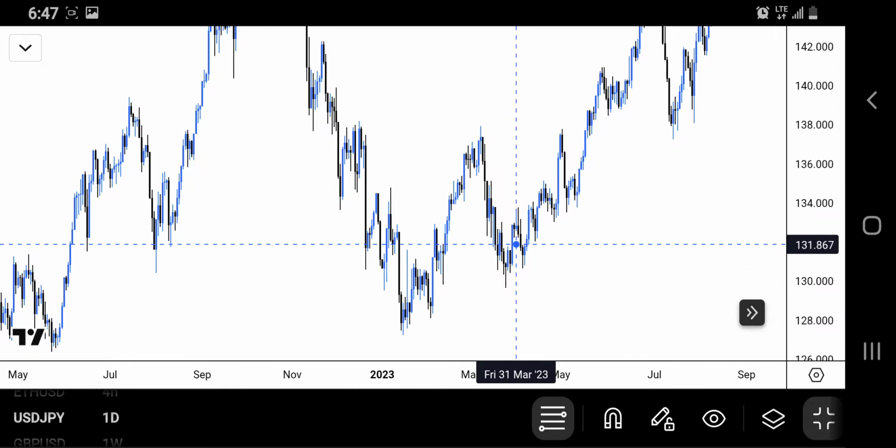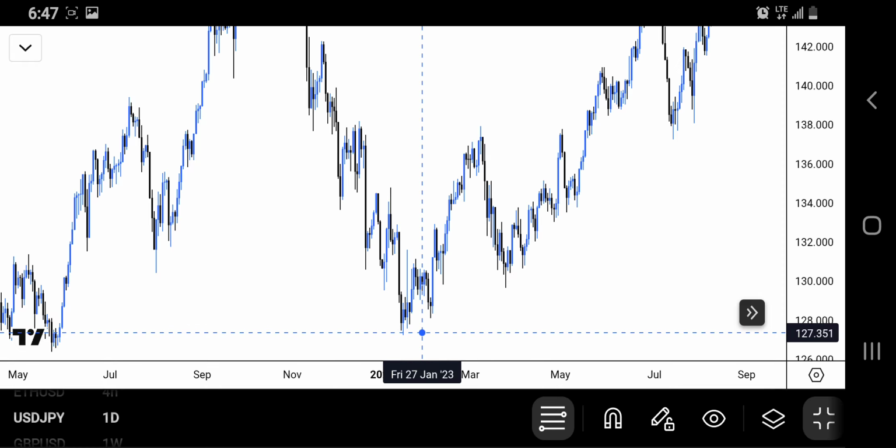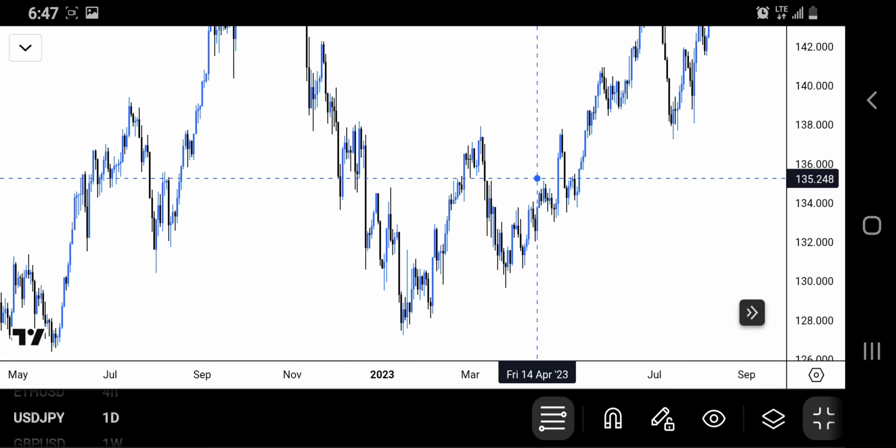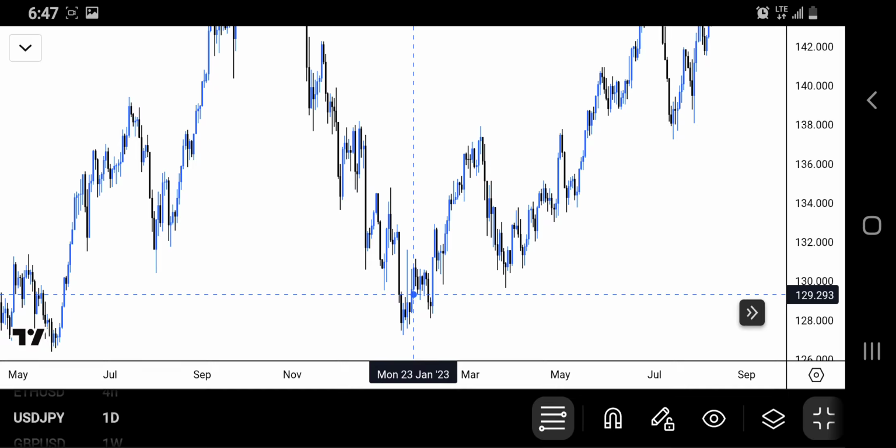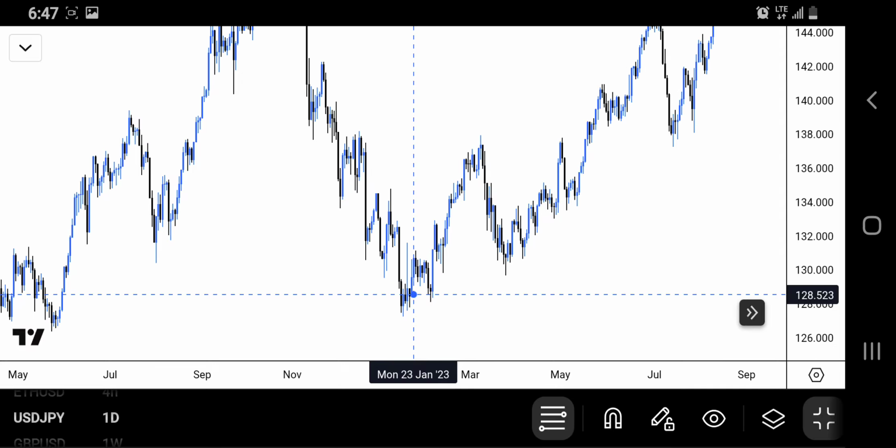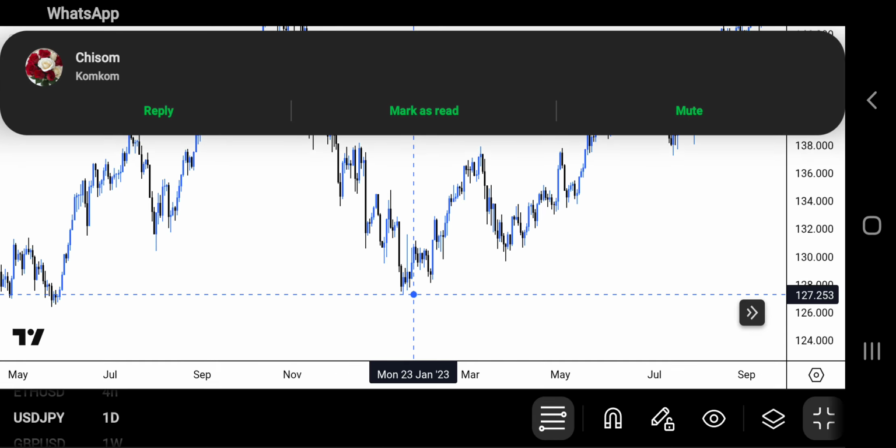To draw a Fibonacci, you must first understand that there must be a point A and point B. I get it. Whether you want to draw it for an uptrend or you want to draw it for a downtrend.